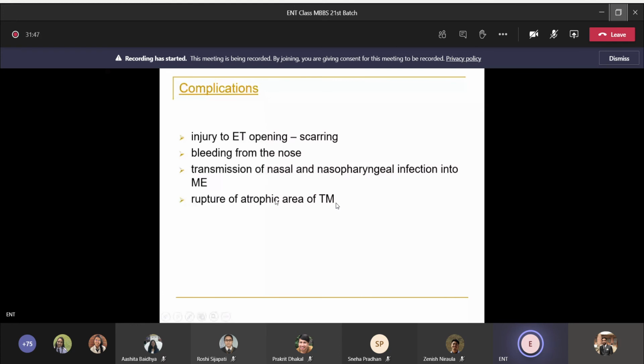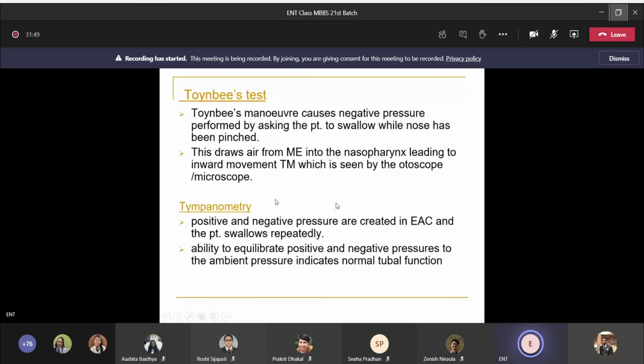Another one is Toynbee's test. The patient is asked to pinch the nose and swallow. This creates a negative suction in the middle ear, and otoscopy is done at the same time to check if the tympanic membrane moves. Now another one is tympanometry.